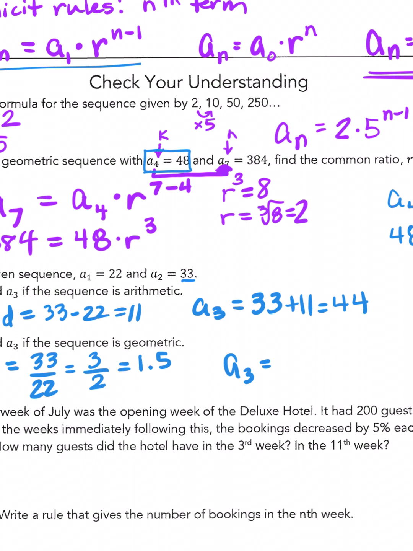Okay, so now how do we find a sub 3? Guys, what are we doing to each successive term? Multiplying by what? So we took 22, multiplied it by 1.5 to get 33. Now what are we going to do to get the next term? Multiply again, aren't we? So we're going to take 33 and multiply it by? Good. And what will we get?